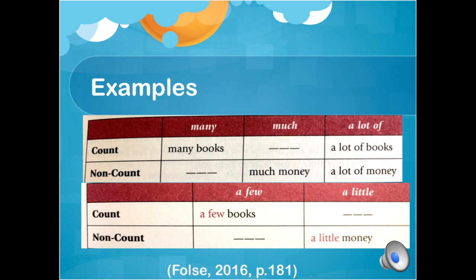Here we see examples of these quantifiers being used. With count nouns, for example, many books or a lot of books. With non-count nouns, much money or a lot of money. With count nouns, a few books, and with non-count nouns, a little money.